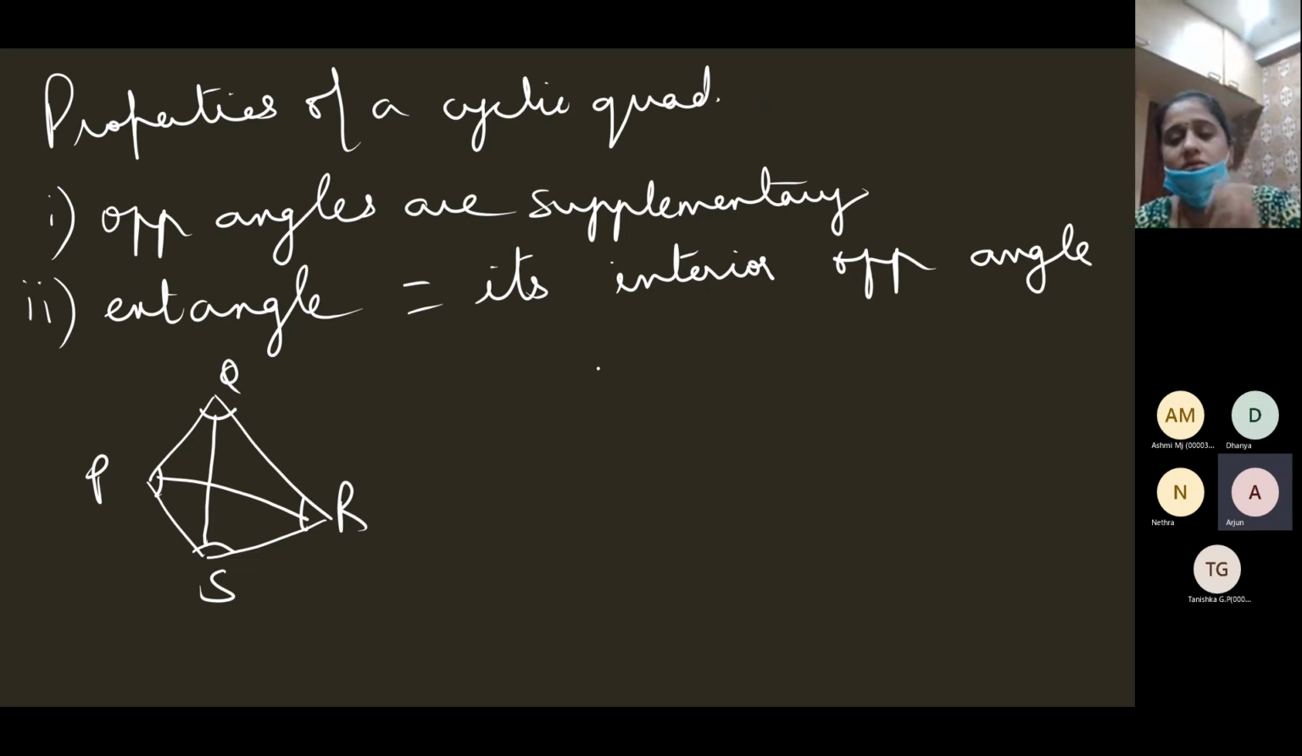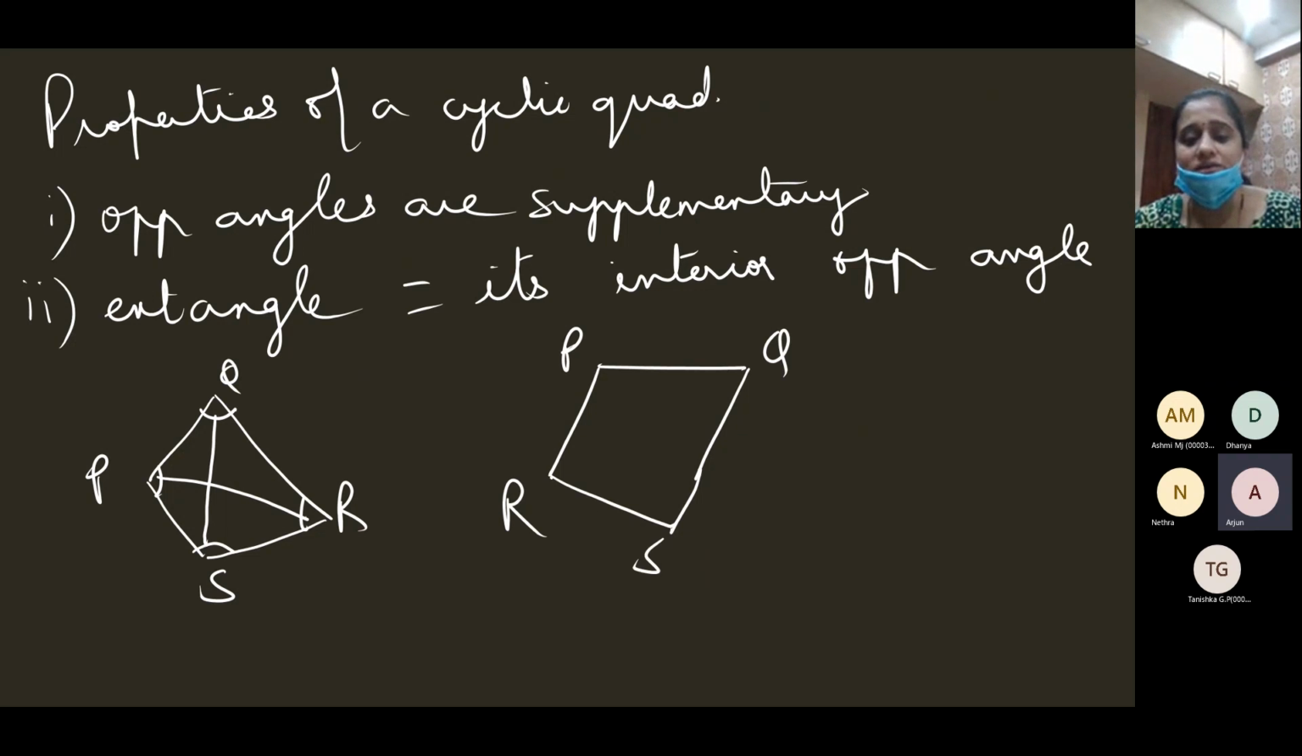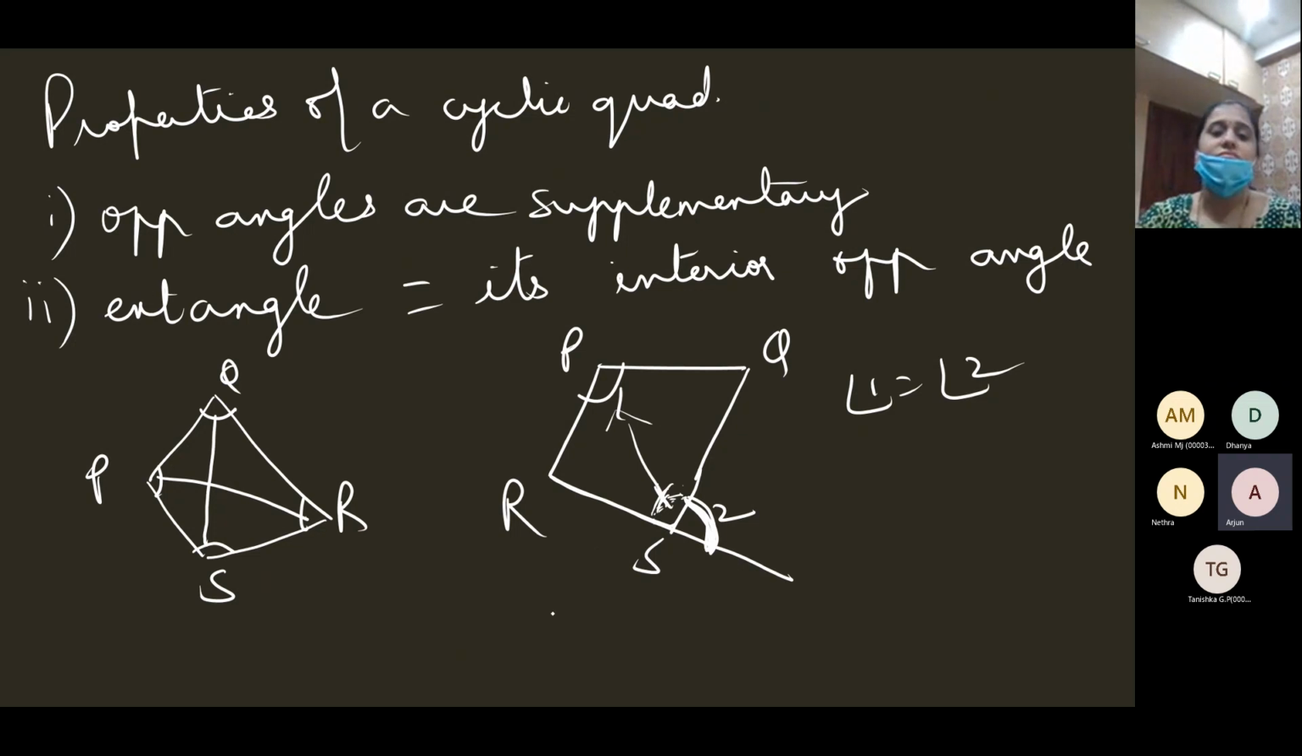Also, in a cyclic quadrilateral, if you produce one side, supposing you produce a side RS, an exterior angle is formed. This exterior angle is equal to its interior opposite angle. So see, this is the exterior angle. Leave this angle. This is the interior angle, the interior opposite angle, this one. So angle 1 is equal to angle 2. 2 is the exterior angle and 1 is the interior opposite angle. For this exterior angle, this is the interior opposite angle. Angle 2 is equal to angle 1.